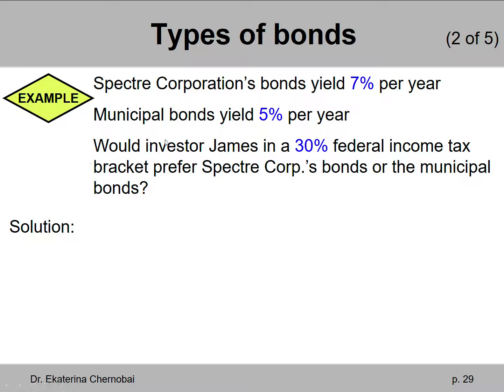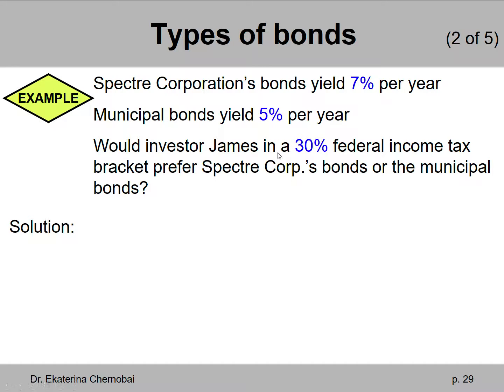So let's say we have investor James, who is in a 30% federal income tax bracket, right? So any income is taxed at 30% rate. Would he prefer buying Spectre Corporation's bonds or the municipal bonds? So at first glance, it looks like his return would be higher if he buys the Spectre Corporation's bonds, right? So we are talking about 7% being above 5%.